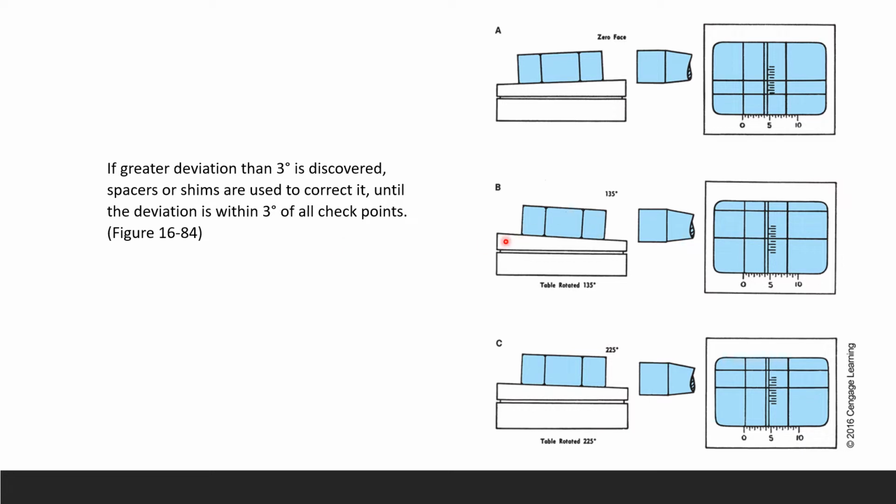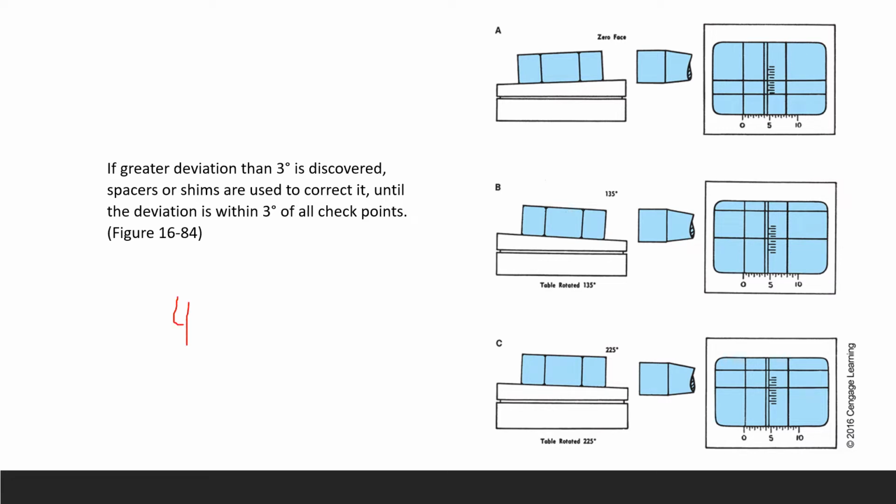Okay, so here you can see in this picture that it's the same, but a little bit deviated from the previous picture. If a greater deviation than 3 degrees is discovered, meaning we started out with our reflected image at 4 degrees, then we use spacers or shims to correct it until that deviation is within 3 degrees of all checkpoints. So the very first one, remember the reflected image is at 4 degrees, and then we turn to 135, and then we turn to 225.